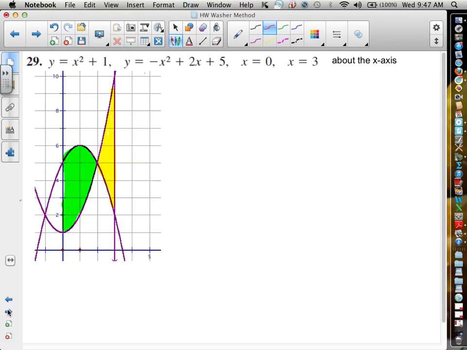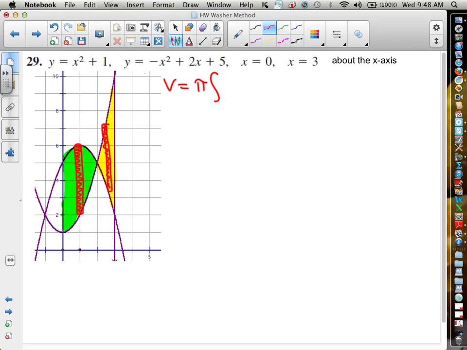All right, the last one is really tricky. So the last one, I really have two regions. If I draw my sample rectangle in the part that's green, the curve that's on the top is the parabola that opens downward, which is the second one, negative x squared plus 2x plus 5. And the bottom of the rectangle touches the parabola that opens upward, the x squared plus 1. If I draw my sample rectangle in the yellow region, this real skinny piece here, the top of the rectangle touches the parabola that's the positive x squared. The bottom touches the one that's negative x squared. So I have to do this one in two pieces.